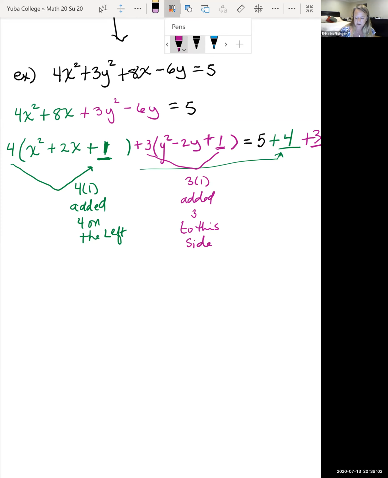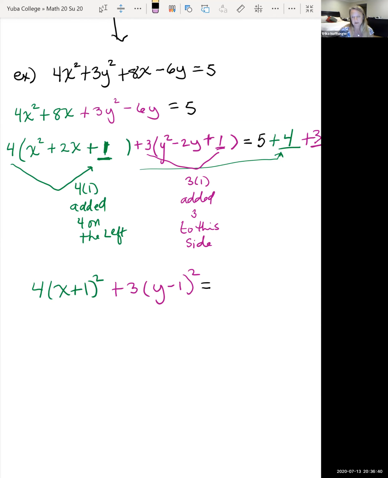Okay, so we can now rewrite these as perfect squares. This is 4 all times the quantity. So the same thing that multiplies to give us 1 and adds to give us 2. Well, we made it so it was a perfect square. That's 1. So this is x plus 1 quantity squared plus 3. And then the perfect square for y squared minus 2y plus 1, that's y minus 1 quantity squared, is equal to 5 plus 4, 9 plus 3, which is 12.